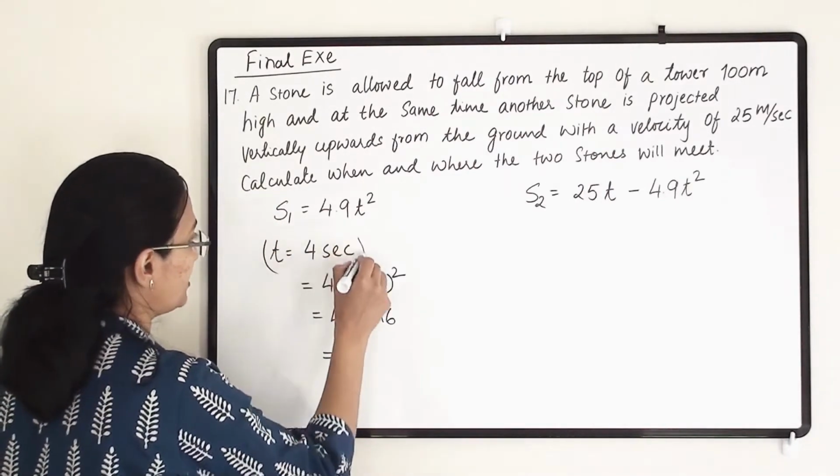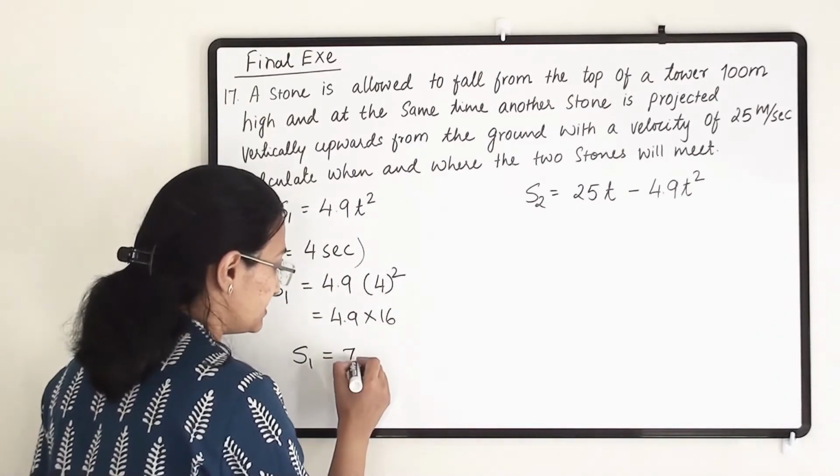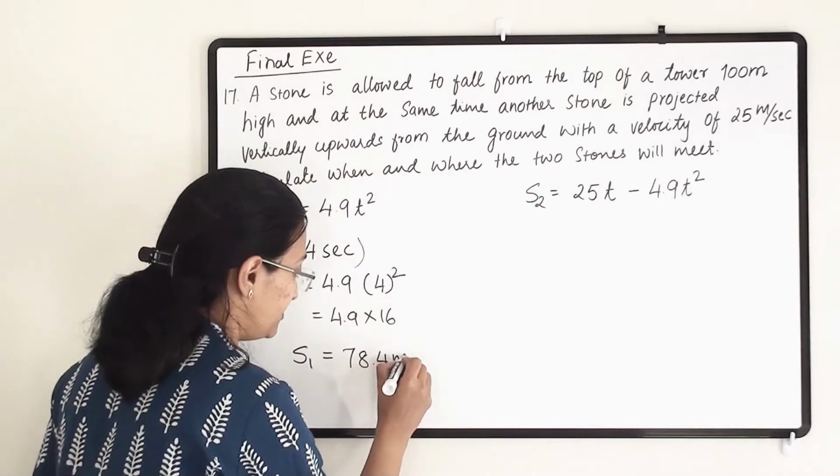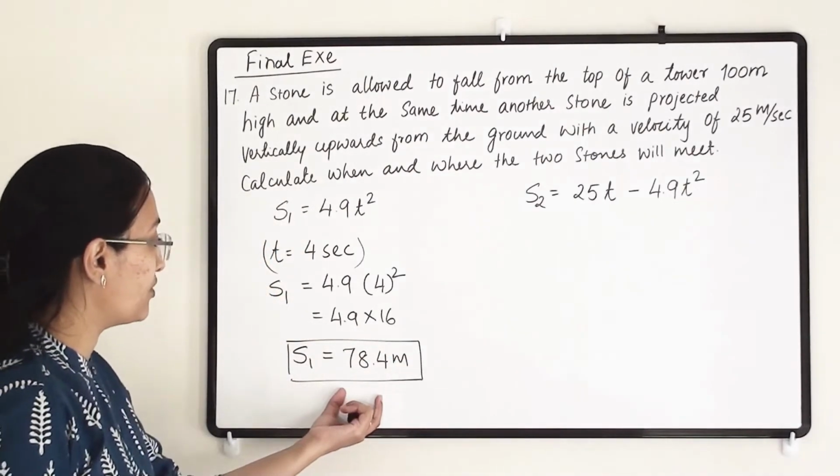This value we have put in this S1. So S1 equals to 78.4 meter. So the distance for the first stone is 78.4 meter.